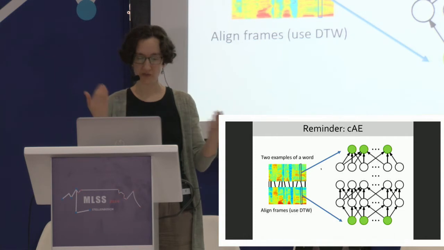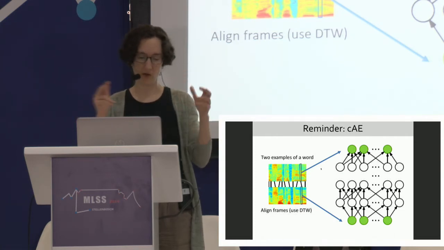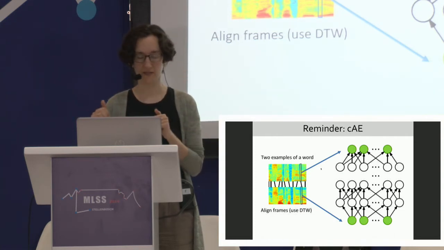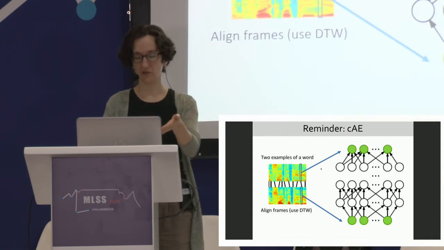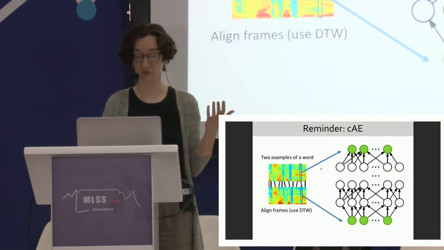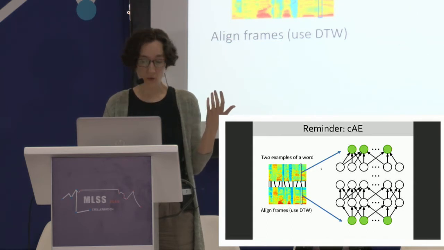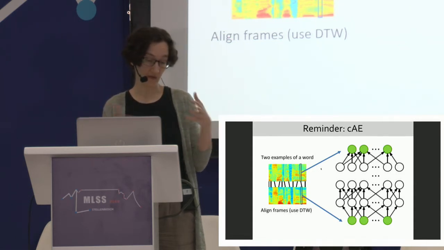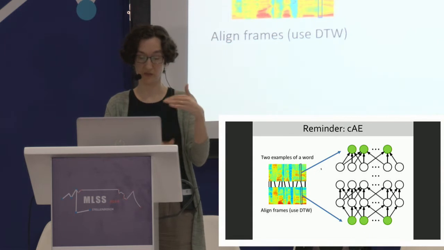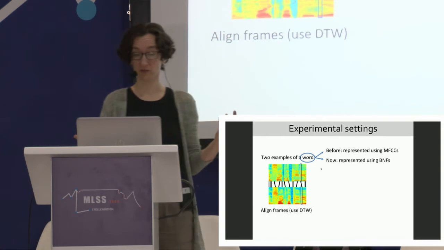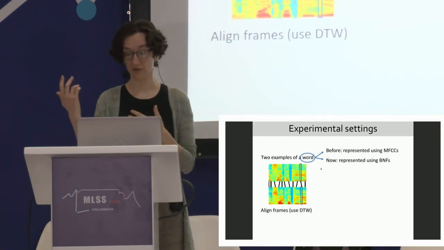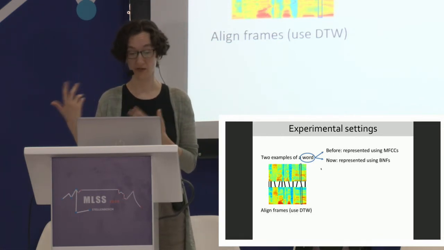Right. So in order to combine our bottleneck feature idea and our CAE idea, it's actually pretty simple, right? In the original correspondence autoencoder, the features in these frames that we were using were MFCC features. But now we can take those words that we've extracted to use as pairs, and represent them using our bottleneck features rather than our MFCC features, and just run the correspondence autoencoder as we did before.